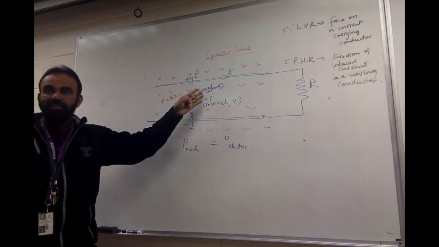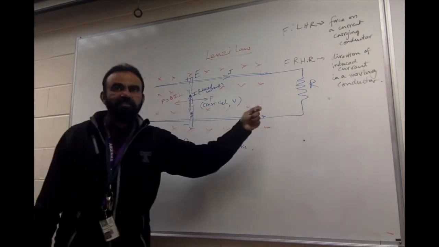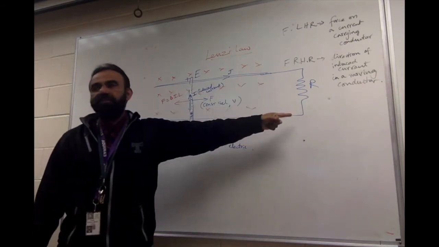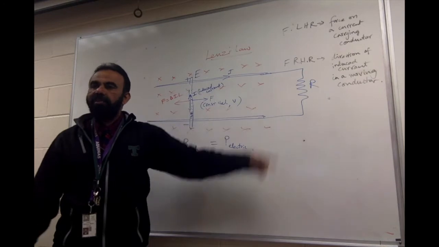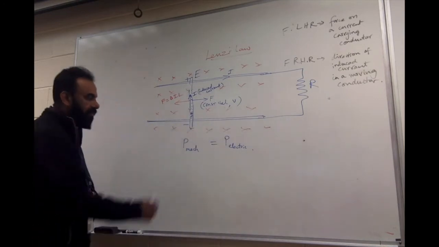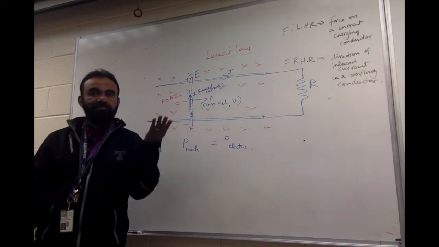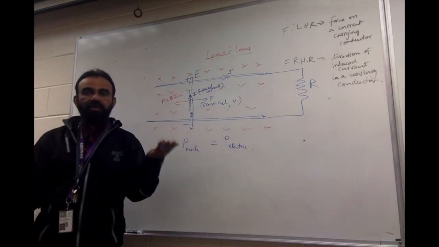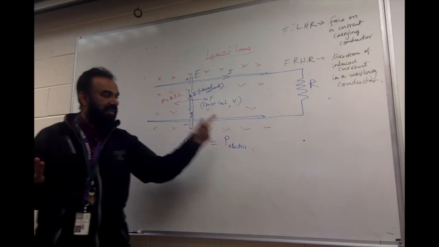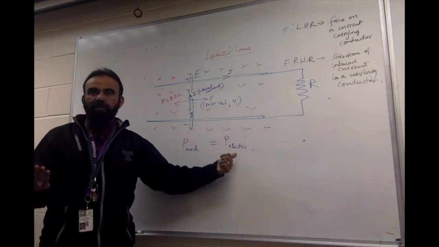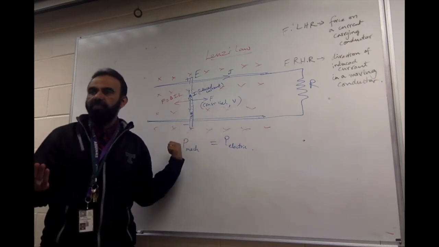This is basically a generator. All you did was drag this conductor and you're creating electricity. So it's a generator. So mechanical power should be equal to electric power because energy is conserved. Energy cannot be created nor destroyed. If you're creating electrical energy, electrical power, then mechanical power needs to be expended.